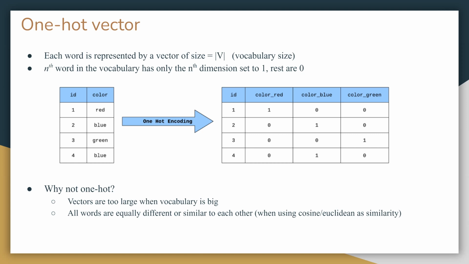A bigger issue, however, is that in this one-hot representation all words are equally similar or dissimilar to each other. Assuming distance is measured via cosine similarity or Euclidean distance, for example, the word friend is just as similar to the word buddy as it is to enemy.